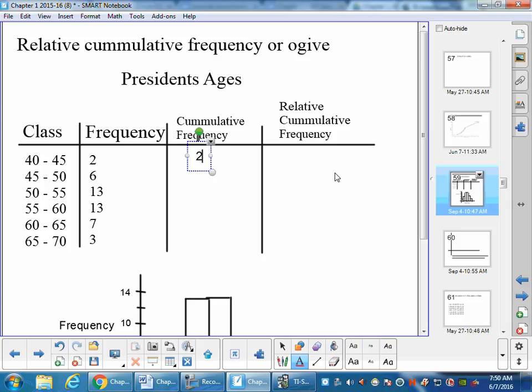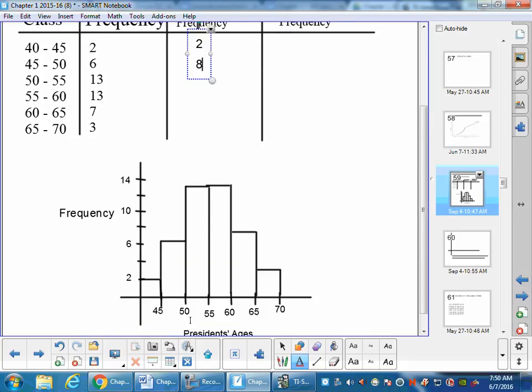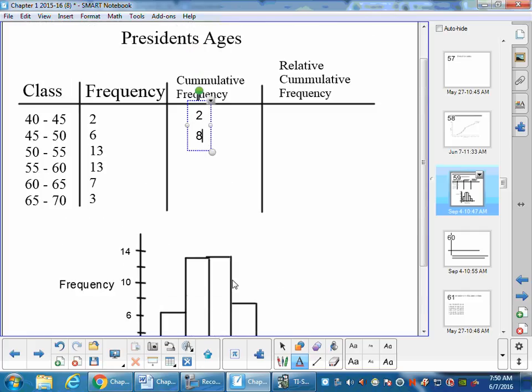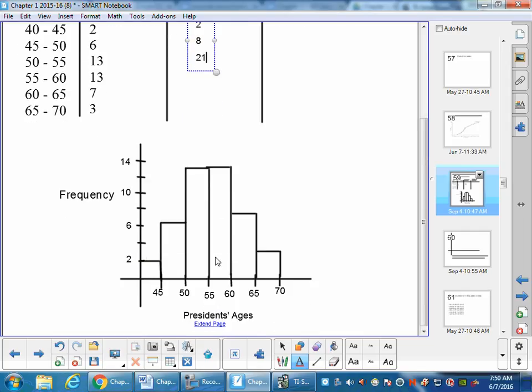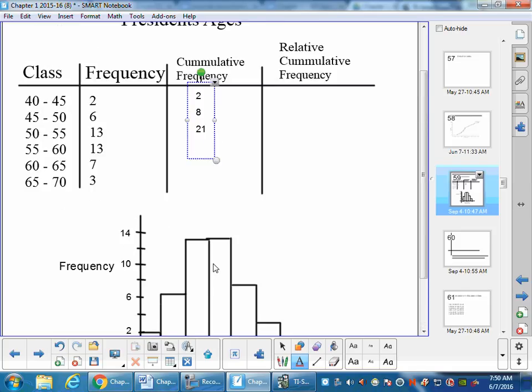Nothing to add that to. But our next blank, we're adding everything below it. So 8. So that's saying at this point, at 50, there are 8 data pieces below it. And our next one, we're going to add 13 to that. So that's up to 21. So again, what that's saying is at this point, there's 21 data points below it.